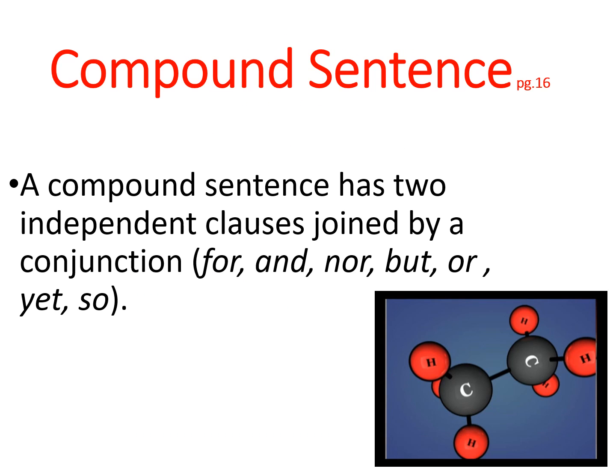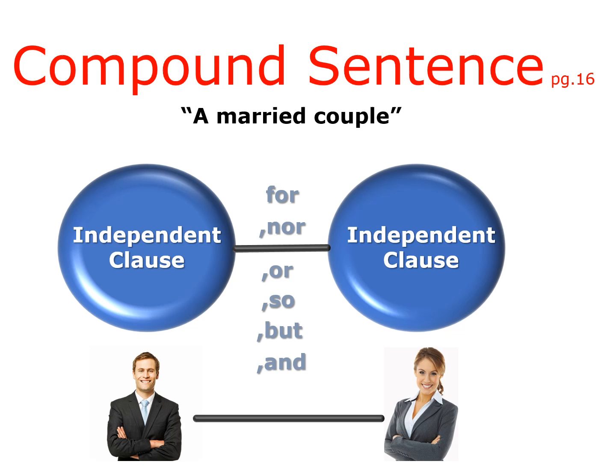The second type of sentence we're going to talk about is a compound sentence. A compound sentence has 2 independent clauses joined by a conjunction. You can think of a compound sentence like a married couple. These are 2 independent clauses joined together by conjunctions like for, nor, and, but, or, so. So again, since these are independent clauses, we know that there's going to be a subject and a verb linked together by one of the words in the middle, like and, but, nor, so, for, and then another subject and a verb with 2 complete ideas.